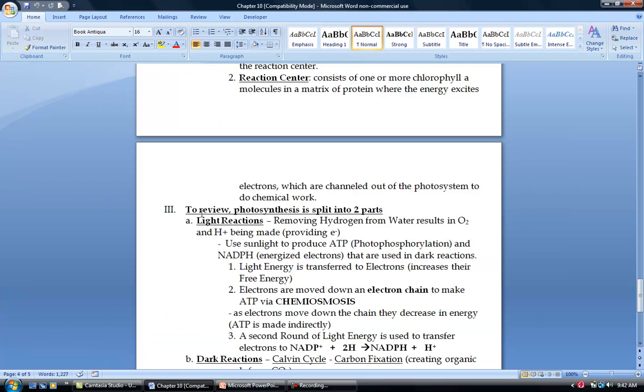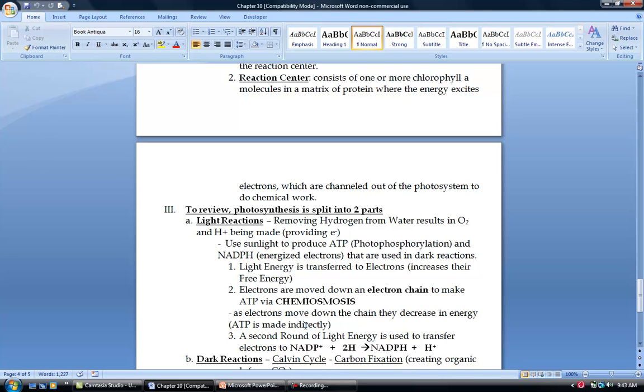So just to go over those light reactions again, a couple of important things are happening. We're removing hydrogen from water to make oxygen, and we're also providing electrons. We're using sunlight to make ATP and NADPH. So the technical term for making ATP in photosynthesis is called photophosphorylation. Lovely word, super long, but photo means using light. Phosphorylation is talking about adding a phosphate onto ADP to make ATP. So that's where that word comes from. And then NADPH is energized electrons, and remember that's going to be important for our dark reactions.